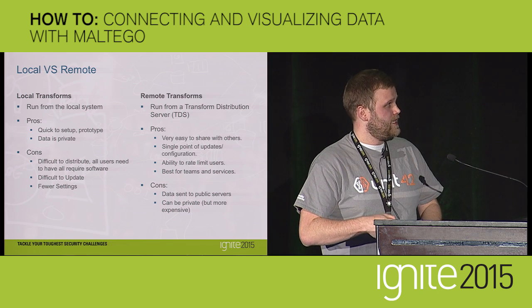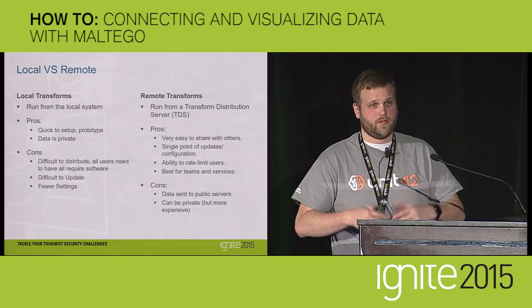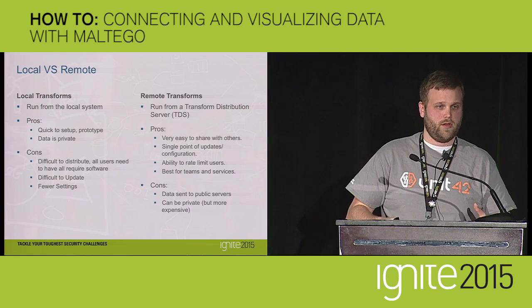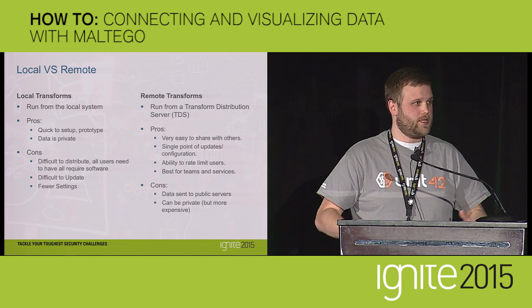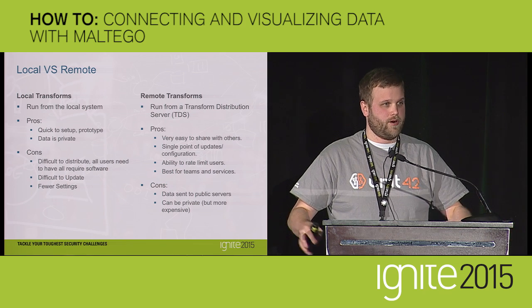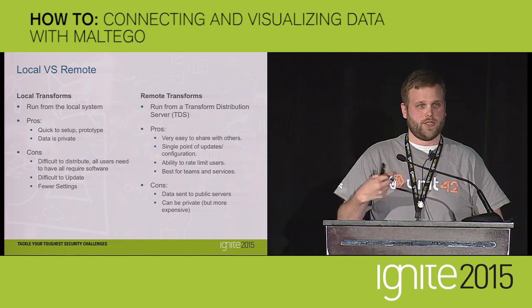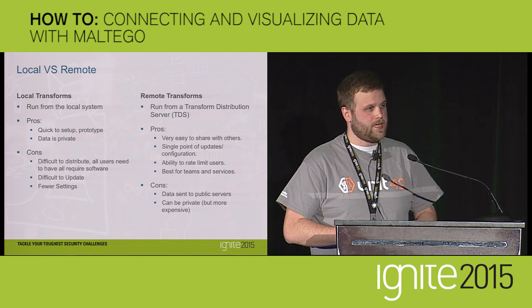The biggest downsides of the local transforms are if your transform requires a bunch of libraries to be installed, if you're using something that needs to be on the system to be able to change the data in some way, that has to be distributed to every single person who's using the library as well. That can be a little bit of a challenge, especially to keep all those systems in sync. They're sort of a pain to update.